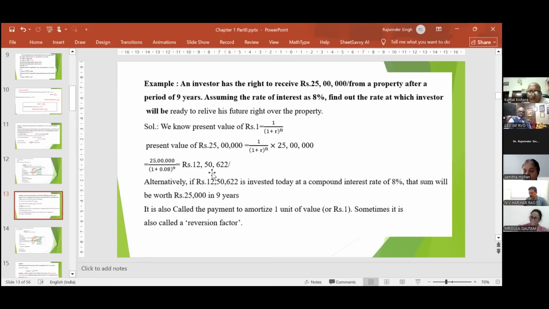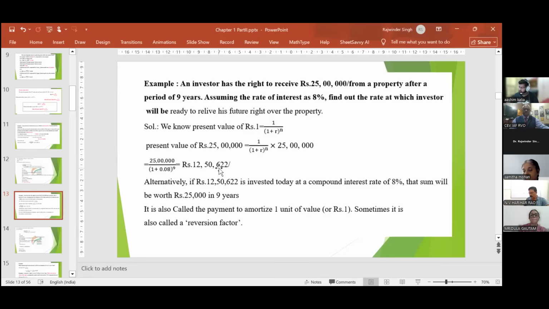Reciprocally, we can say that if we deposit 12 lakh 50,622 in the bank at 8%, after 9 years, what will you get? You will get 25 lakh. Is it clear? Any doubt?